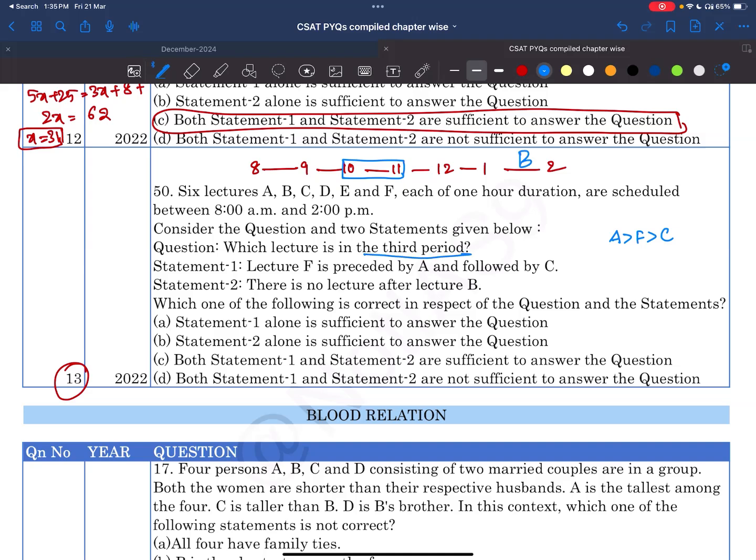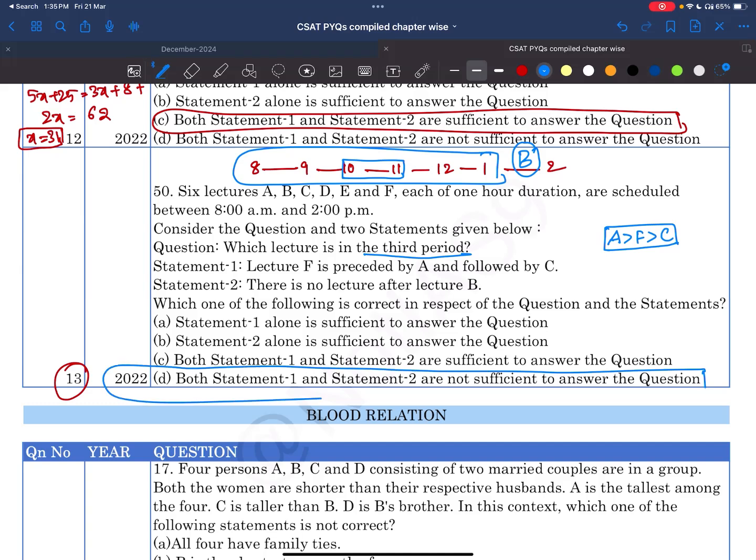We want the third period, right? From the statements we only got that B is the last lecture and A is followed by F and C. But these values A and F can take any period among these 5 periods. So that means both the statements are not sufficient to answer the question, right?